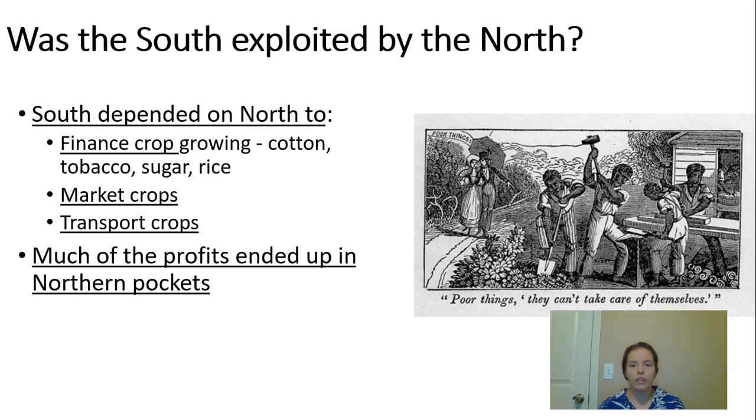So because the North is dealing a lot with the money that is involved with actually marketing and getting the crops where they need to be, much of the profits are going to end up in Northern pockets. And so the South is going to feel that this is unfair because they're putting all of the work and all of the effort into growing and harvesting the crops when the North is still going to benefit from this, even though it's such a Southern process and all of the work is coming from the South.